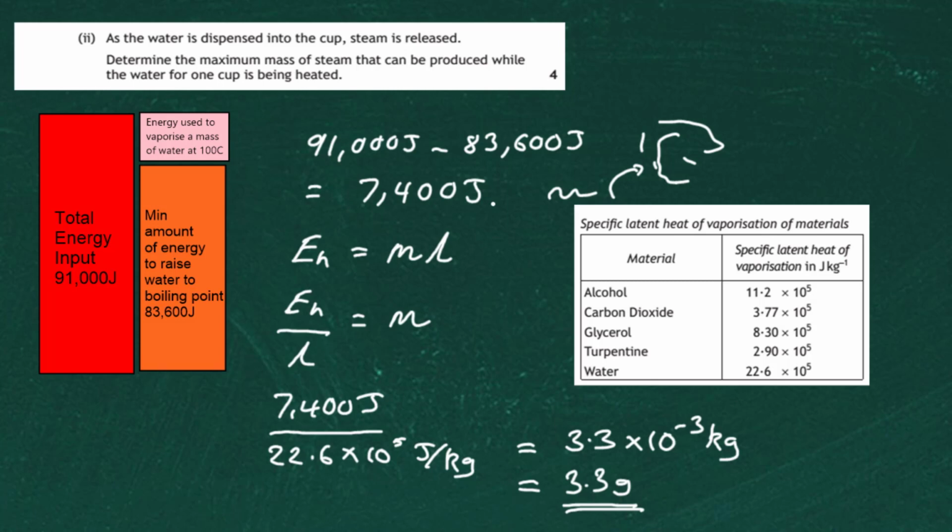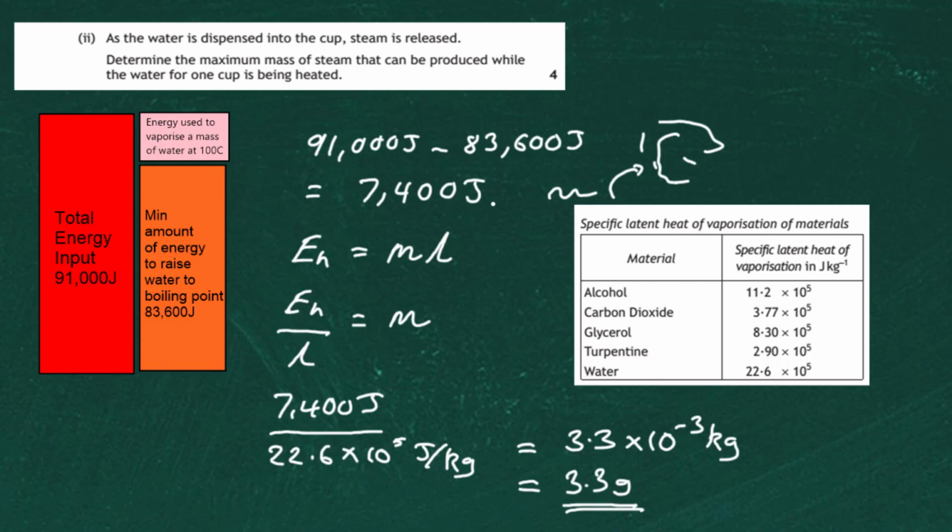So just to recap that again, we have put in a total energy of 91,000 joules into that water. 83,600 joules has been used to raise the water from 20 degrees Celsius up to its boiling point. Any additional energy added into the water will not raise its temperature, but will change the water into what we call a gas, and it's called the vaporization of water.